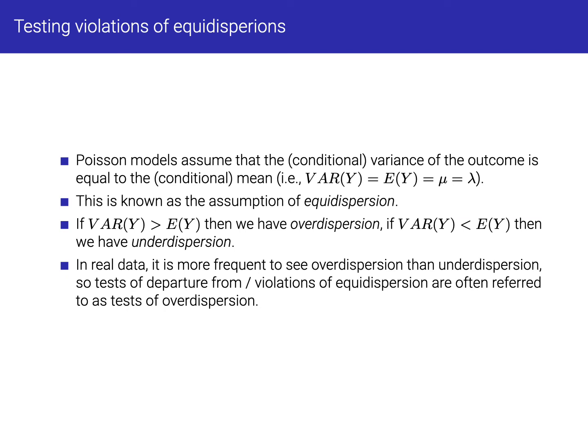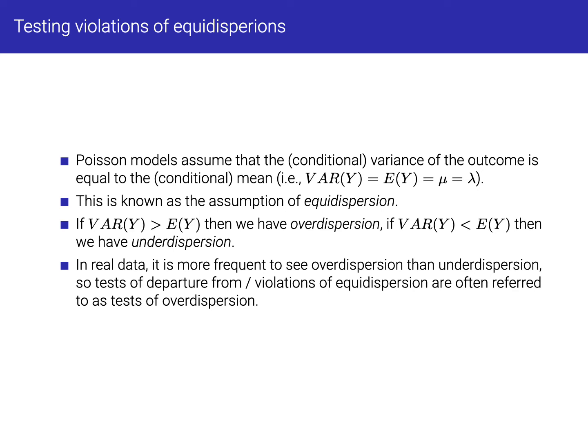So Poisson models assume that the variance, which we could call the conditional variance, because here it's the variance of the distribution of the outcome conditional upon the predictors, or conditional upon the predictions, a little bit, by the way, very similarly to the conditional distribution that we study in linear models, is equal to its mean, or equal to the expectation, or equal to the rate. This is known as the assumption of equidispersion.